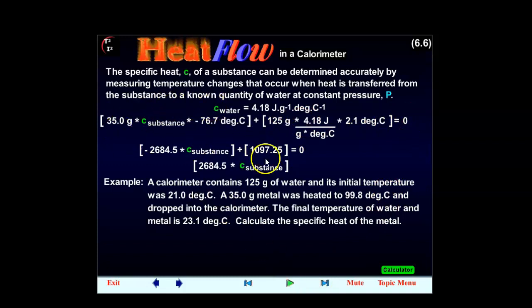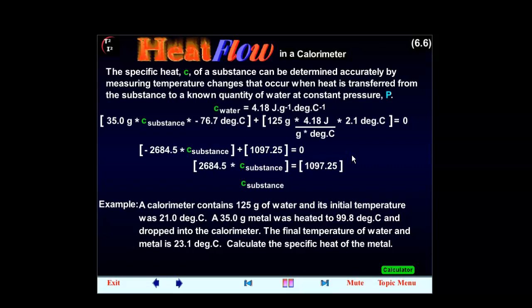Remember, all these values were taken from the question right here. The mass of water, 125 grams, and its initial temperature was this. The 35 grams of metal was heated to 99.8 degrees and dropped into the calorimeter. Remember, the initial temperature of water was this, and the final temperature of water was that. So that is how they come together, getting all these values right there. So take them step by step. Just follow the steps.